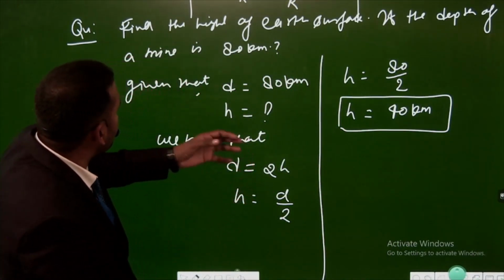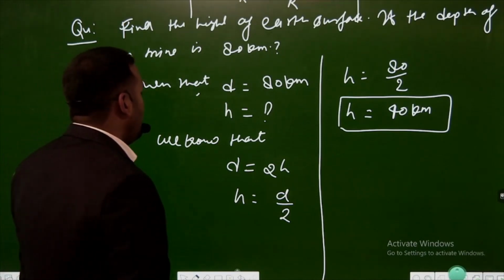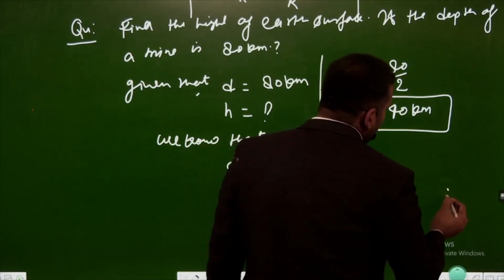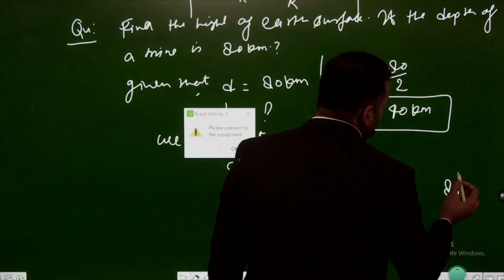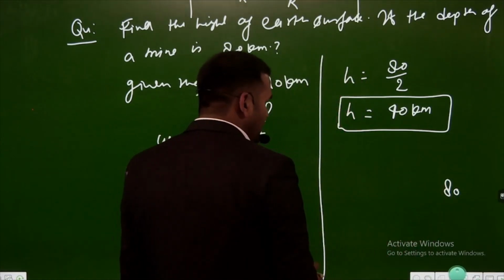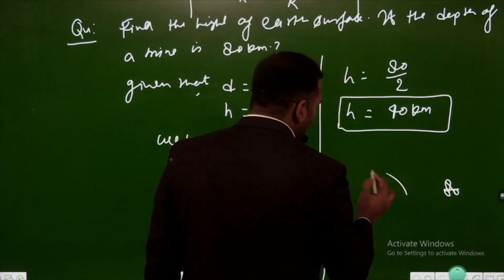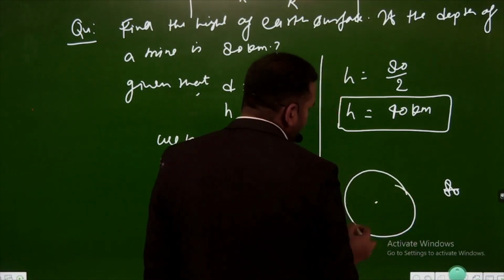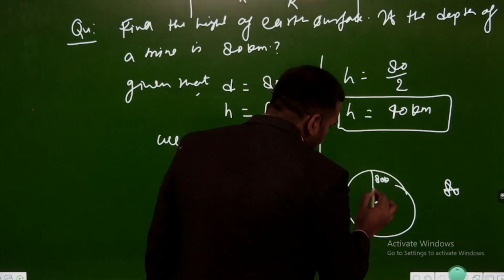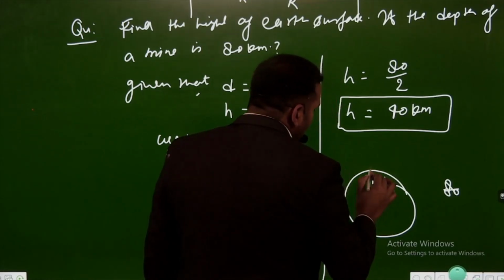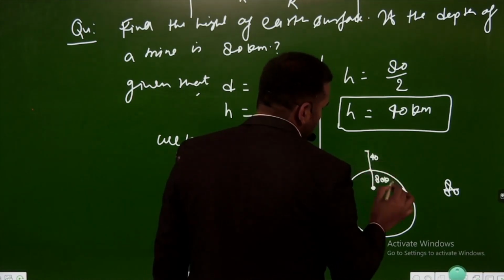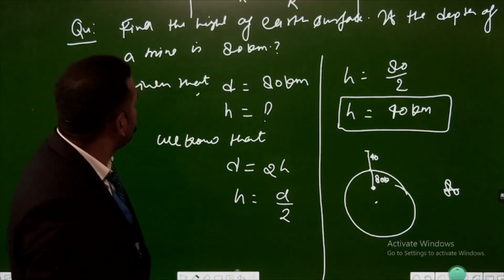So finally, by this numerical we can say that the gravity variation at 80 kilometer depth can be represented in a figure. If the depth is 80 kilometers, the gravity is equal to that at 40 kilometers above the earth surface. So that is all.